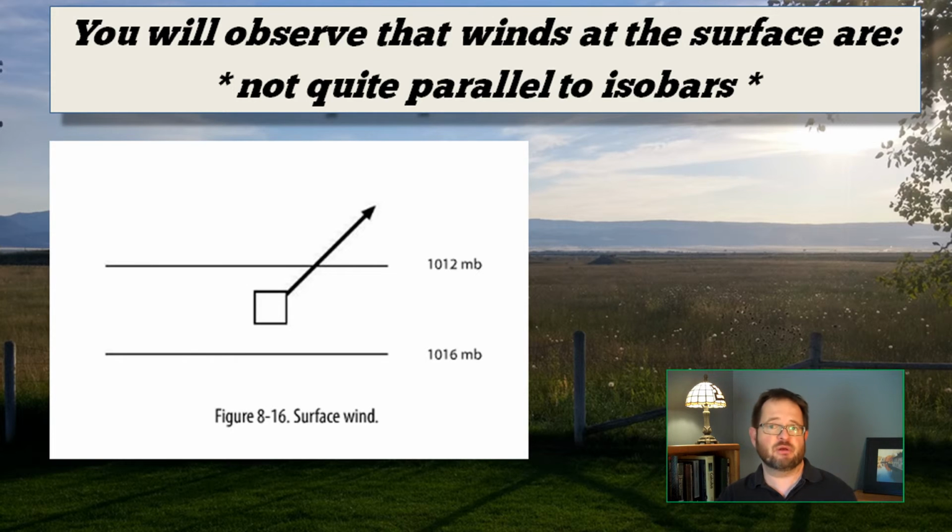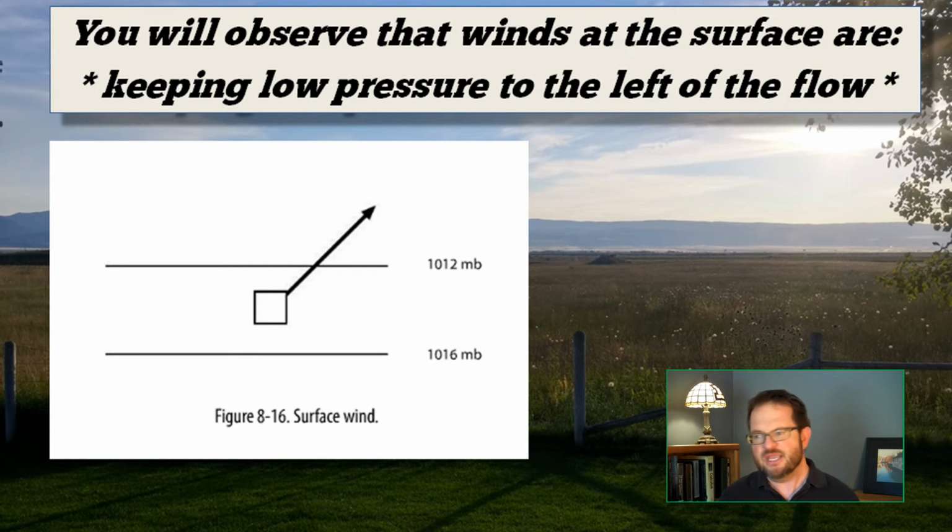Remember, today we're not talking about winds aloft. Winds aloft, the winds are parallel to the isobars. At the surface, they're not quite parallel to the isobars, but they are kind of in the same general direction, and they will keep the wind so that low pressure is to its left in the northern hemisphere, and then the southern hemisphere will work the other way. Low pressure will be to the right of the flow.